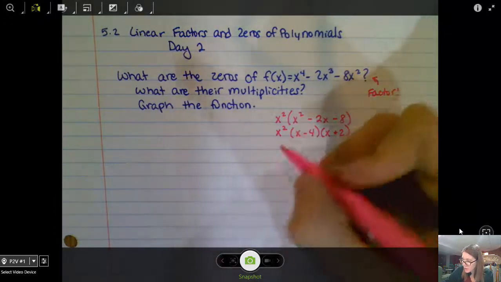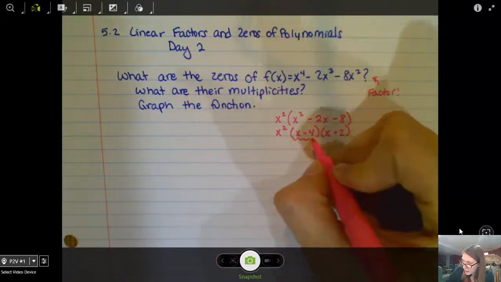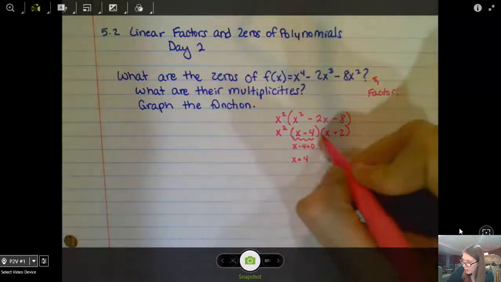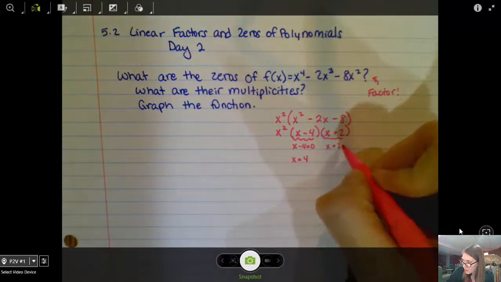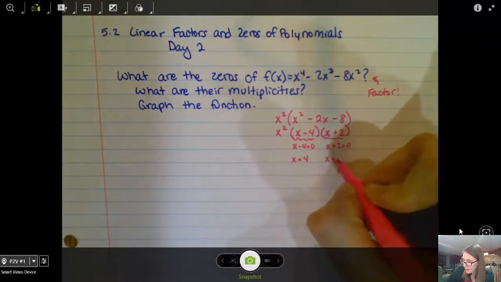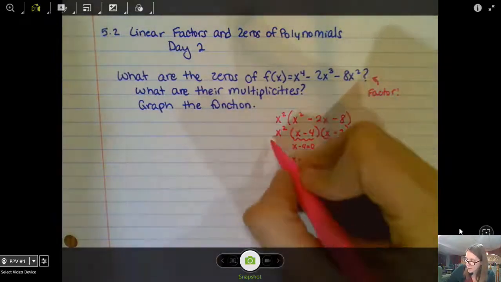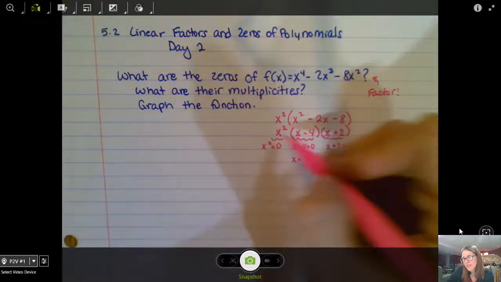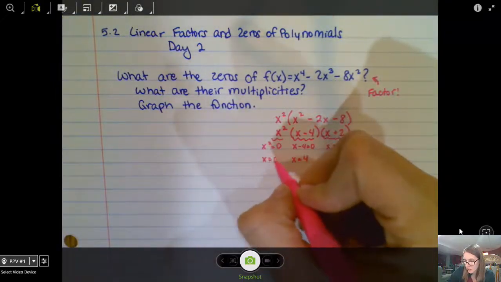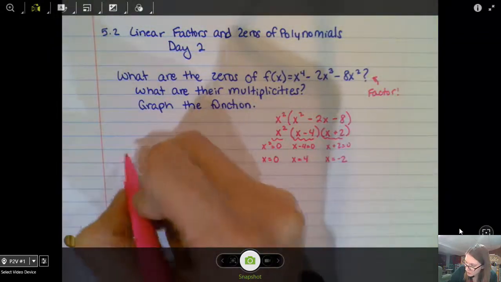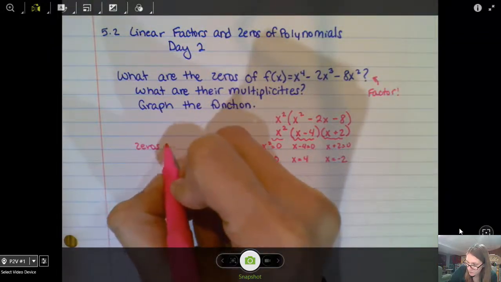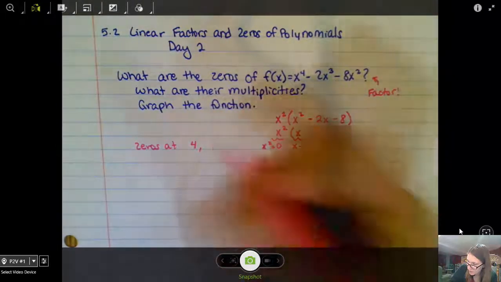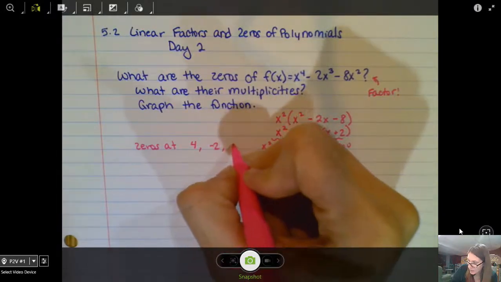So my zeros, when is x minus 4 equal to 0? When x is 4. Okay, when is x plus 2 equal to 0? Well, that's when x is negative 2. And when is x squared equal to 0? Well, if you square root both sides, we only get one solution at 0 here. So we have zeros at 4, negative 2, and 0.